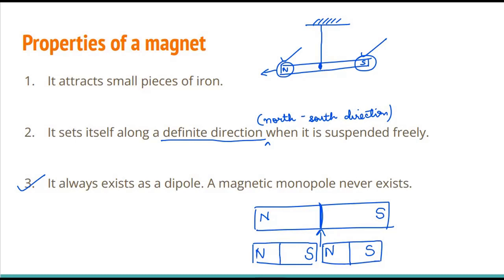Again, if you further break this broken magnet into more pieces, you will obtain small pieces of individual independent magnets. They will have north and south again, north and south again. Each part will have a north and a south. So no matter how many times you divide it, you'll always obtain north and south in each part of the magnet. Even if you make it very fine dust, each dust particle will also have a north and a south. So a magnet always exists as a dipole. Mono means single. A single pole does not exist.